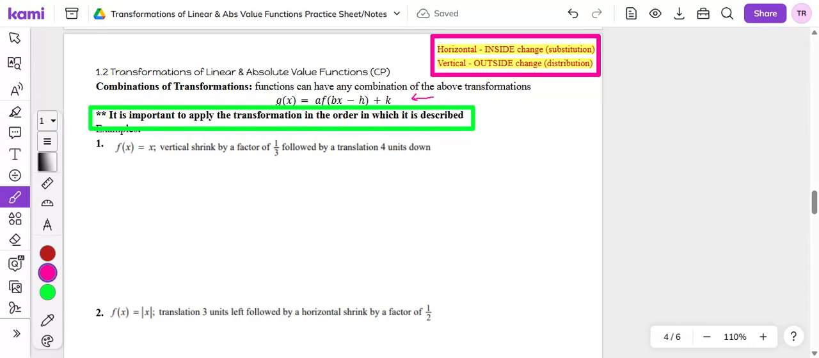So we are still going to follow the same process. Horizontals are insides, substitutions. Verticals are outsides, distributions. And we are going to read through sentences of movements that they tell us. And it's really important, as I highlighted in green there, that we apply the transformation in the order in which it describes. But we're going to do one at a time. One transformation and then whatever it's followed by.